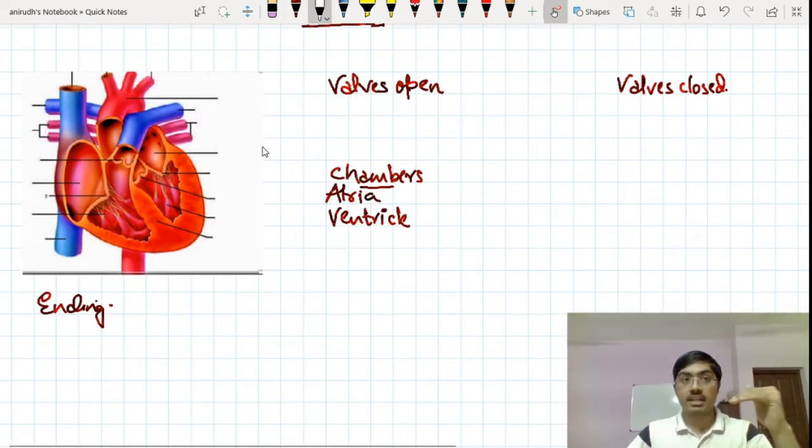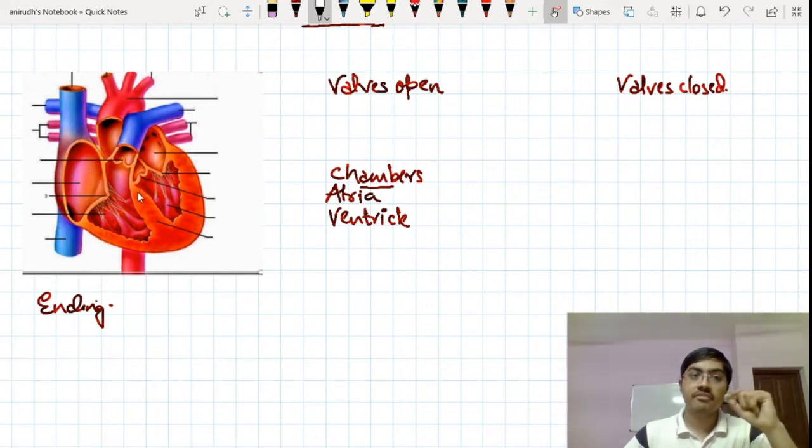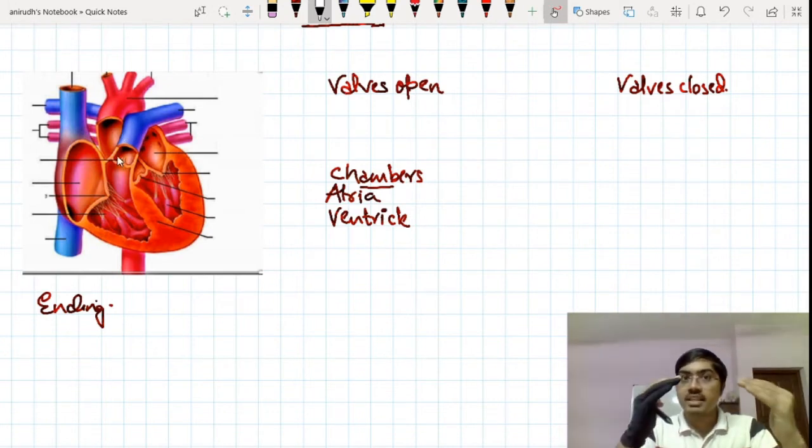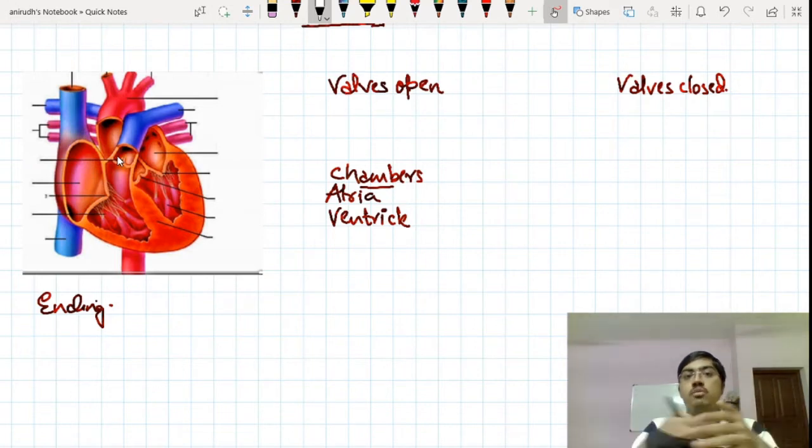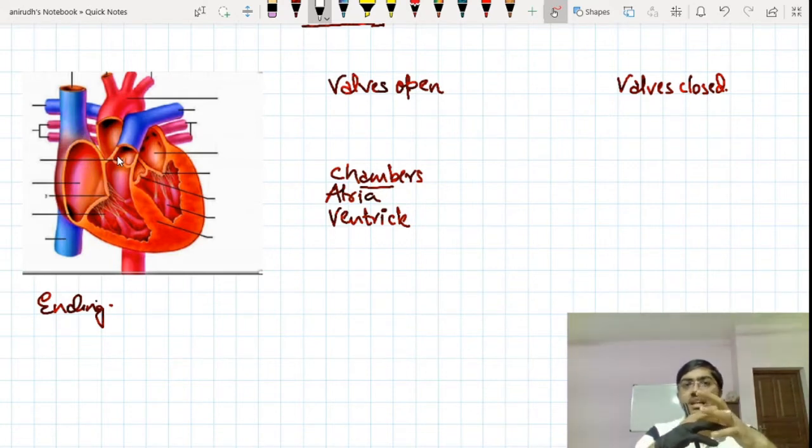So when the blood has eventually gone from the ventricles into the arteries, the pulmonary artery as well as the aorta, finally the blood of the ventricle has been ejected out as the stroke volume, and so the ventricular pressure will start decreasing. Why? Because blood has gone out. So what does the ventricle contain now? Ventricle doesn't contain anything other than some residual blood which has not gone into pulmonary artery and aorta. So the pressure of the ventricle will start decreasing.